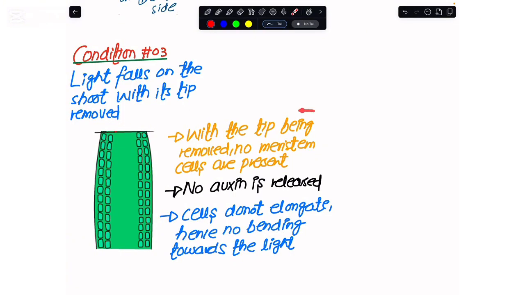The reason is that when the tip of the shoot is cut down, we lose the meristem cells, and when the meristem cells are lost, there would be no release of the auxin hormone. When the auxin hormone is not being released, as a result the cells would not elongate or go into cell division, and this shoot tip would never bend toward the light.